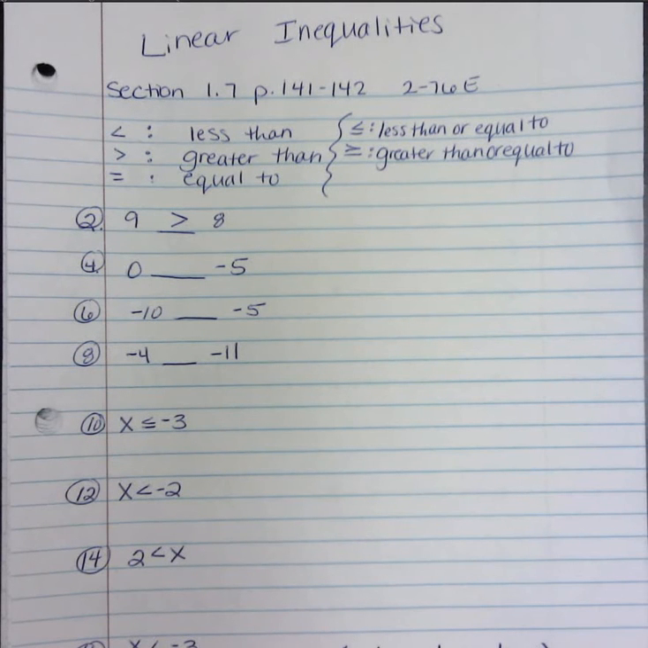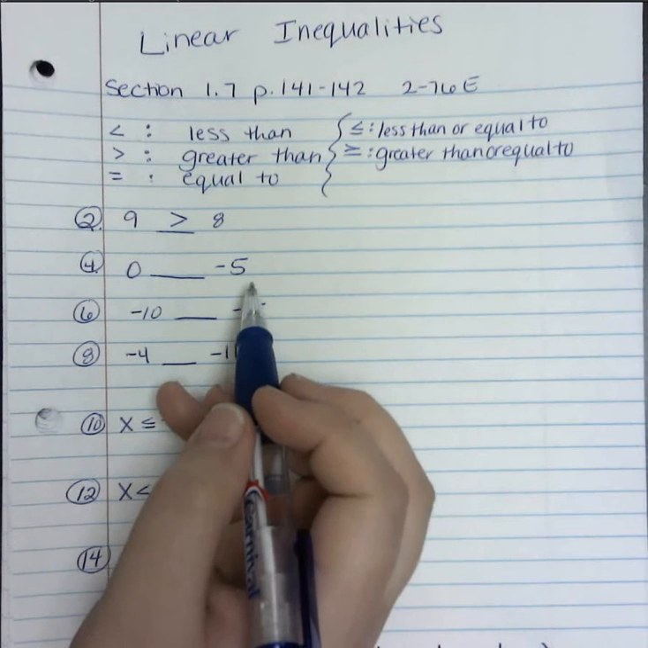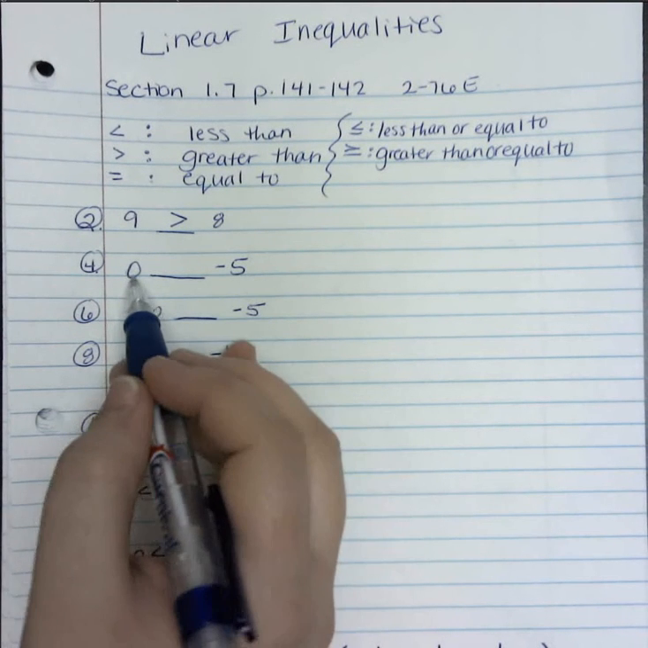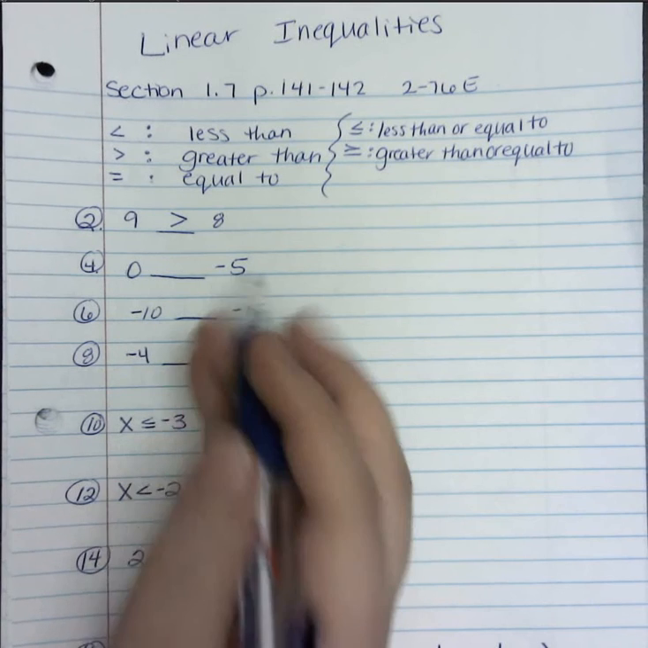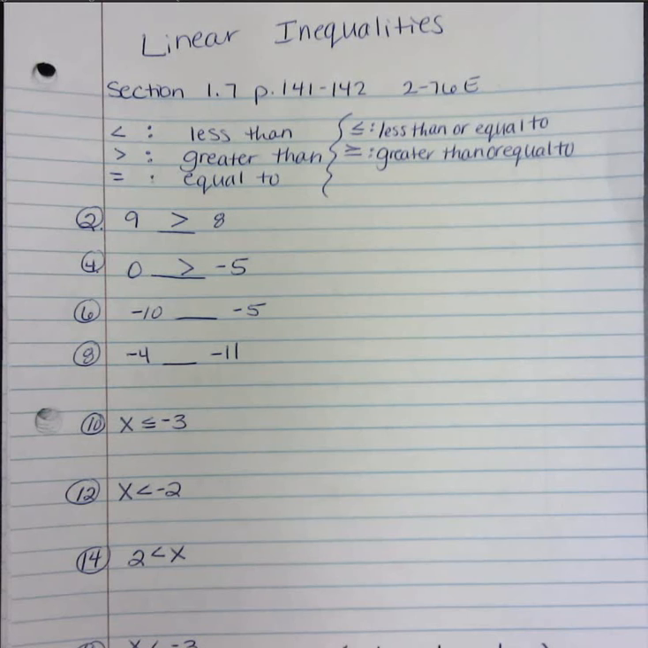Number 4, we're going to compare 0 and -5. Well, I'd much rather have $0 than owe somebody $5. So having 0 is greater than owing 5.